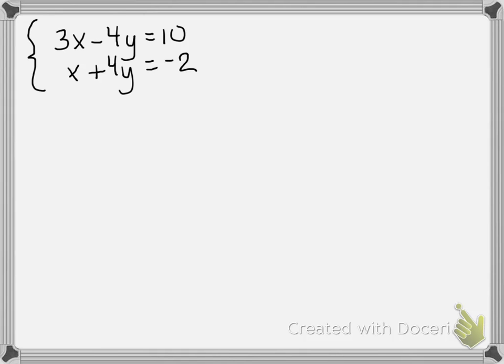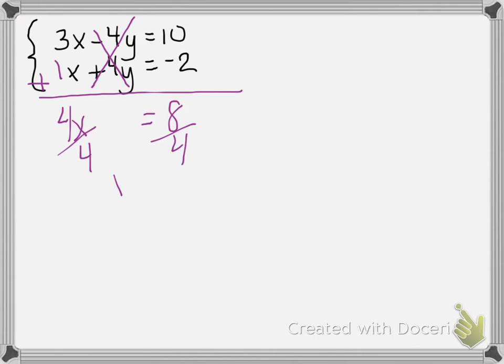Okay, so I'm going to add these two equations, and 3x plus 1x equals 4x. Negative 4y and positive 4y, those are going to eliminate. 10 minus 2 is 8. I can divide by 4. I get x equals 2. So I know that 2 is one of my answers.